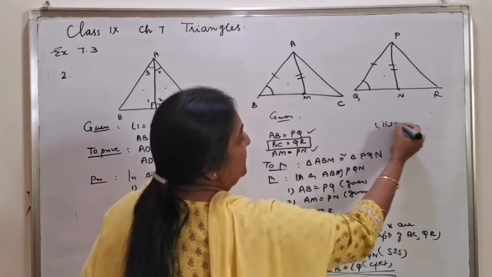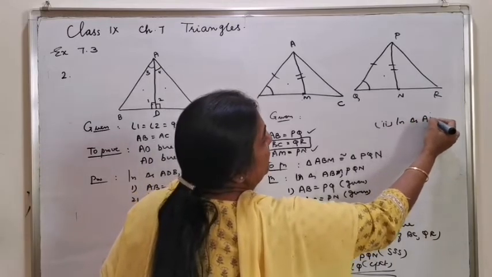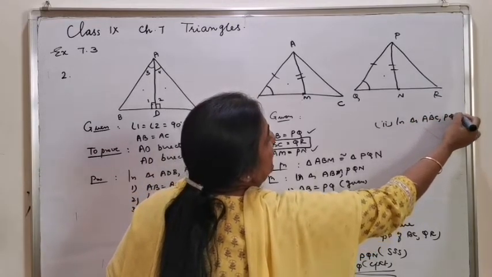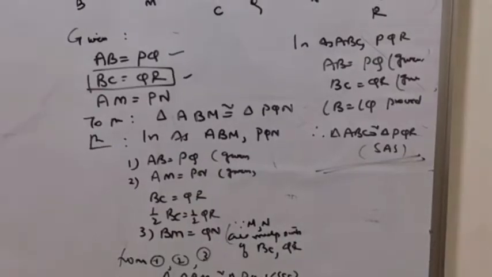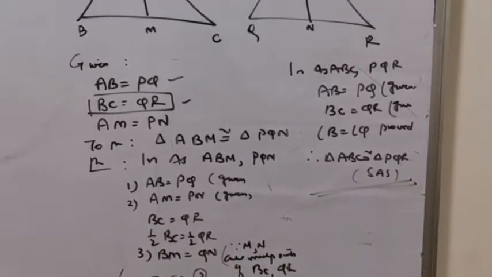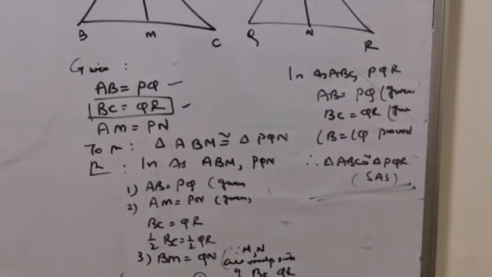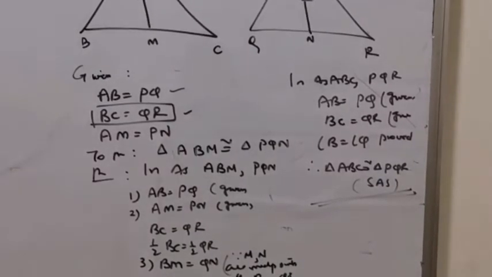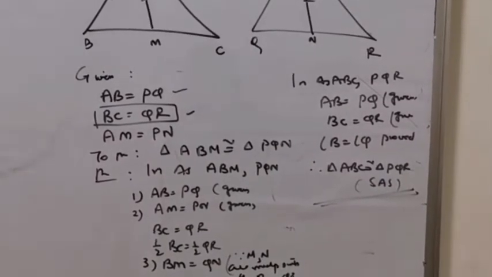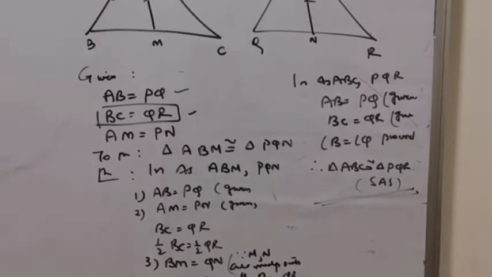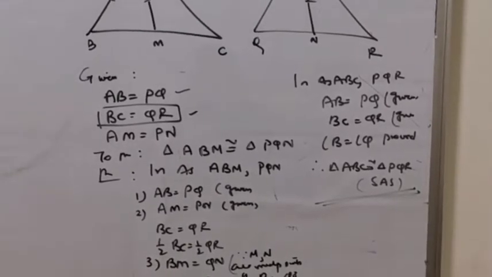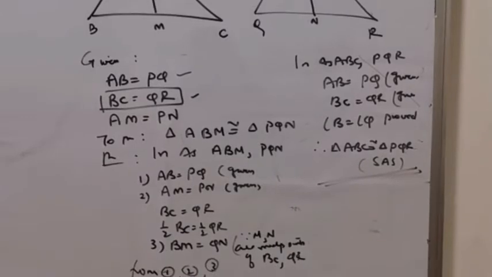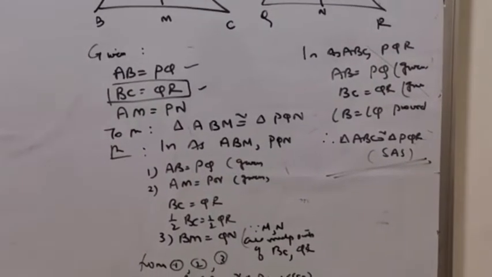Second part of the proof is in triangles ABC, PQR. AB is equal to PQ, given. BC equal to QR is also given. Angle B is equal to angle Q, proved. Therefore, triangle ABC is congruent to triangle PQR by SAS congruency, and that is question number 3.